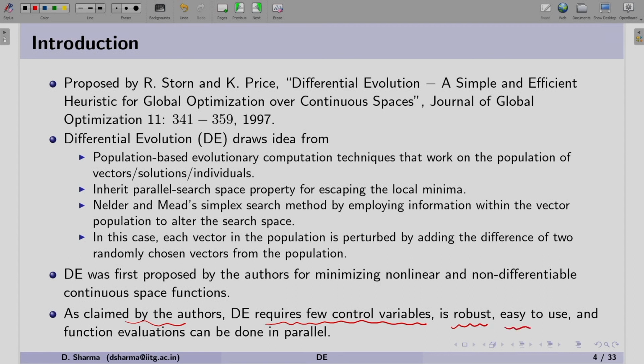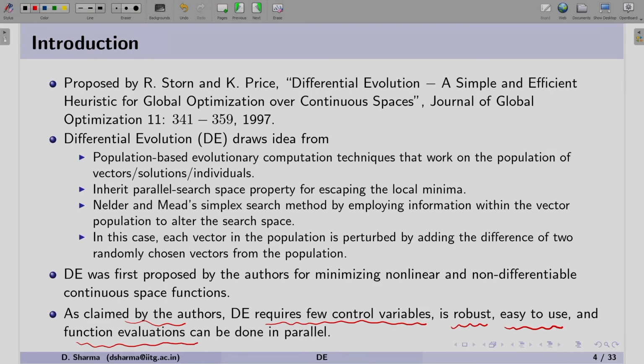Similarly, it is easy to use because when we are randomly choosing vectors and performing some kind of operation on them, you can see that those operations are simple, say vector operations. So, that's why it is easy to understand and we can implement it as well. And last but not the least, the function evaluation can be done in parallel. So, that is the advantage as we have discussed with evolutionary computation techniques.